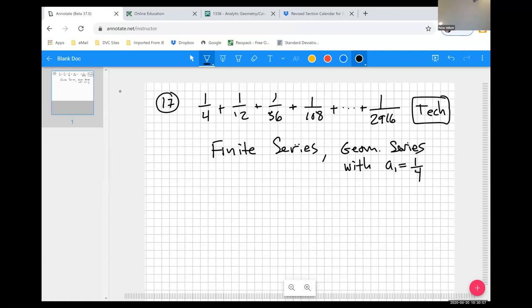And then how are they getting to the next term each time? They're multiplying by a 3 in the bottom. So that means that r is equal to 1/3.